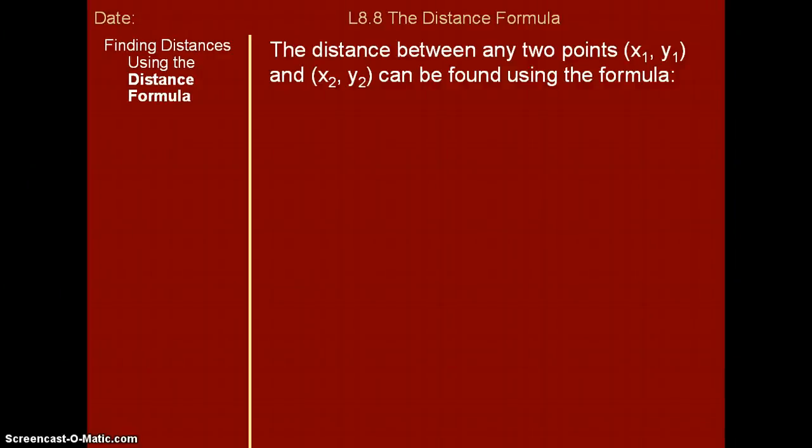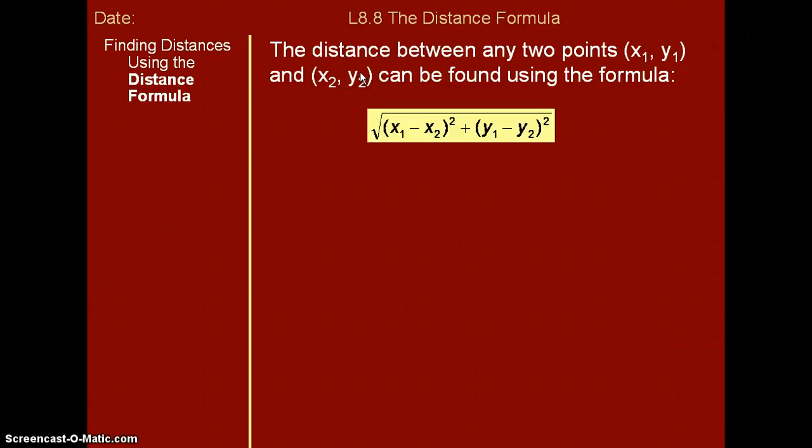It will look familiar to slope just because of the labeling. We have to come up with some generic points rather than putting numbers in. So we have a first point with an x coordinate and a y coordinate, and a second point with an x coordinate and a y coordinate. Our formula looks like this.